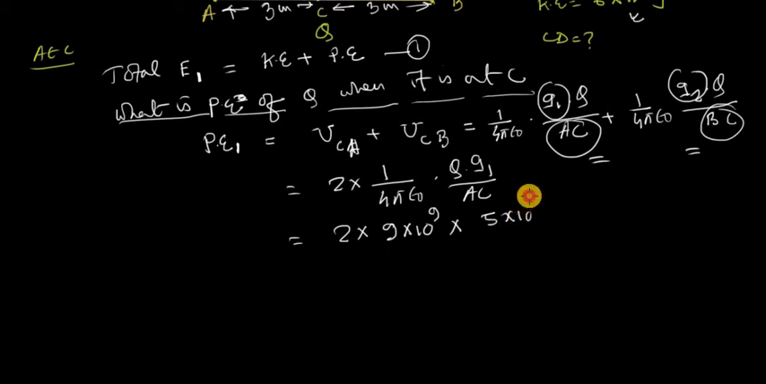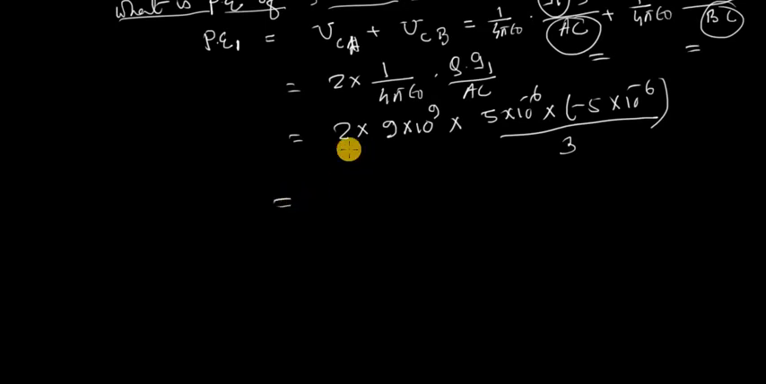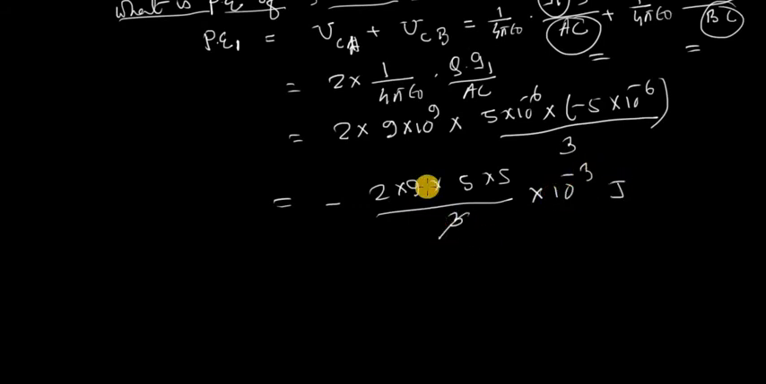5 into 10 to the power minus 6. What is Q1? Minus 5 into 10 to the power minus 6. What is AC? AC is nothing but 3. And then what is the value? It's nothing but 1855, minus 2 into 9 into 5 into 5 by 3 into 10 to the power minus 3 joule. 3 3s are 9. So this is 5 5 25 to minus 150 into 10 to the power minus 3 joule. Okay, that means this is nothing but minus 0.